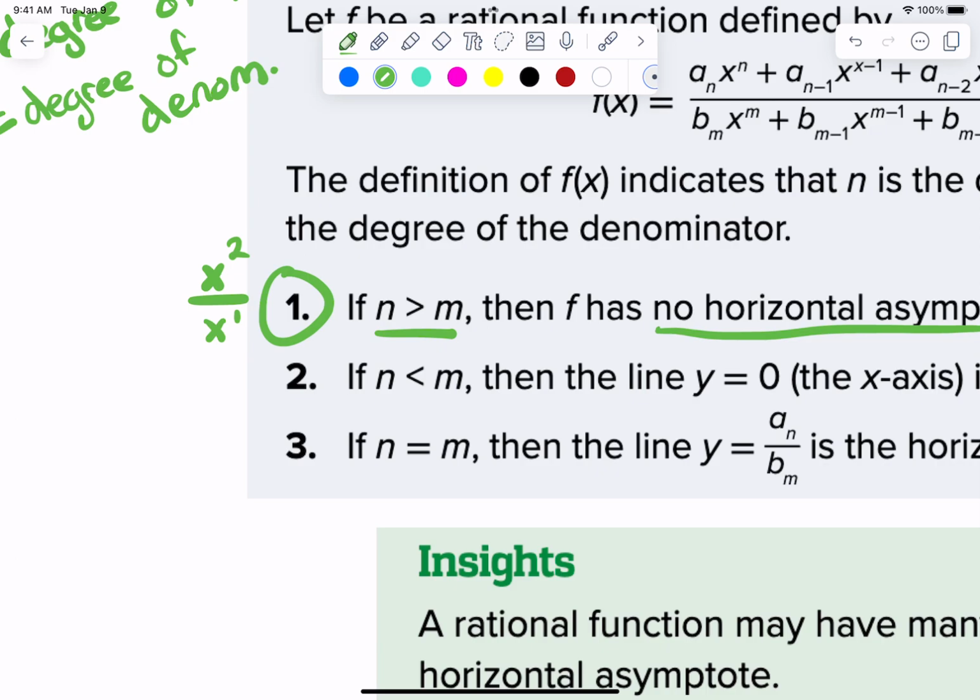So if your N is bigger than your M, if your highest power on top is bigger than your bottom, it's going to fall over and there will be no HA. I'm going to go down to number 3. If your N is smaller than your M, like if it's x over x to the second power, N is 1, M is 2.